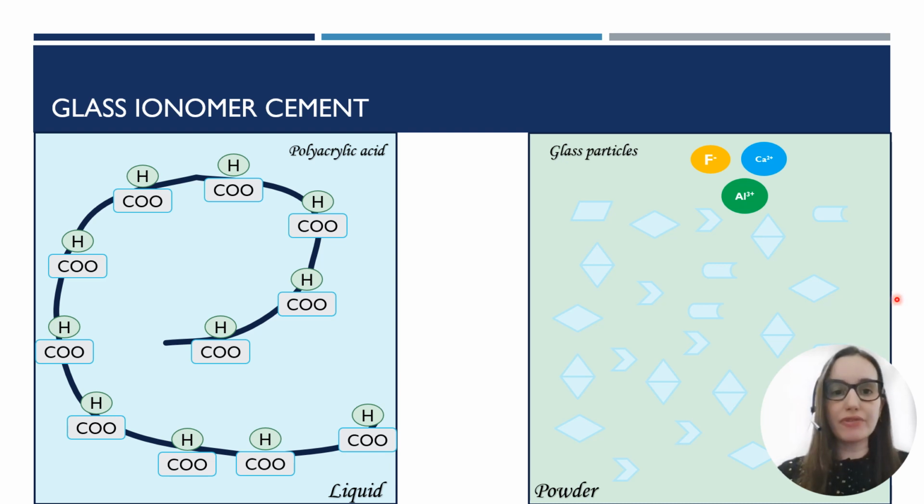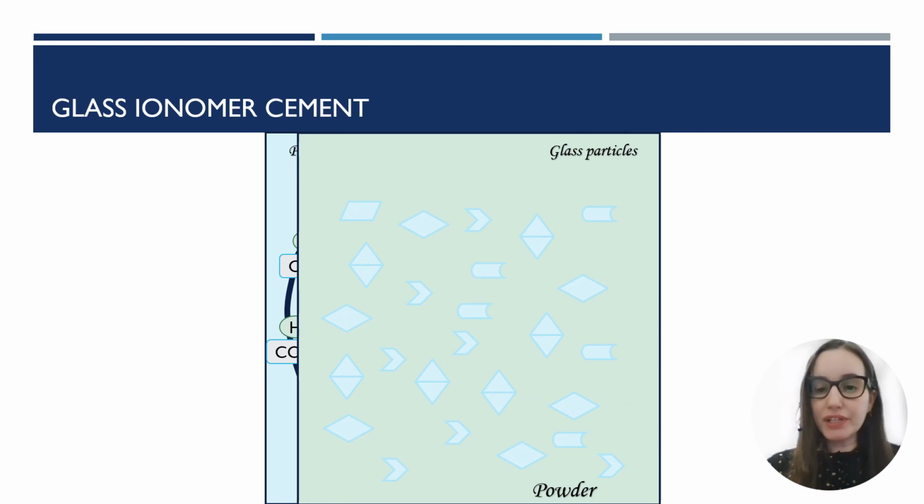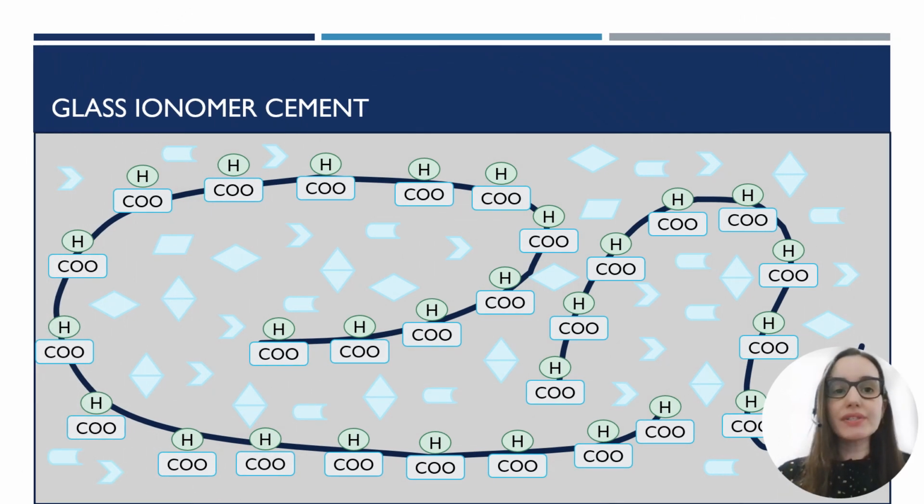So here we have the composition of glass ionomer cement: the liquid composed of water, polyacrylic acid, hydrogen ions and carboxylic radicals, and the powder with glass particles and ions such as fluoride, calcium, and aluminum. When the powder is mixed with the liquid, a series of acid-base chemical reactions starts.